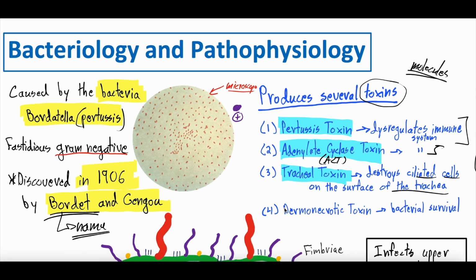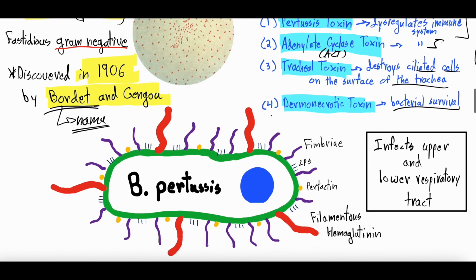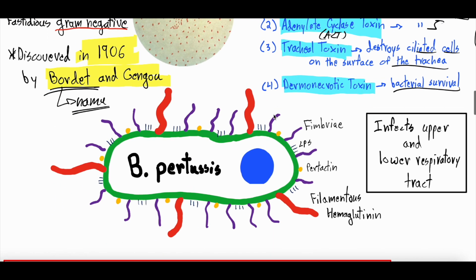And it also produces something called the dermonecrotic toxin, which just helps bacterial survival, so it helps the pertussis bacteria survive. So you have a number of toxins here that dysregulate the immune system and destroy different cells in the lungs that would help you clear the infection and help the bacteria survive. In addition to that, the bacteria itself has a bunch of really interesting ways that it can help infect us.